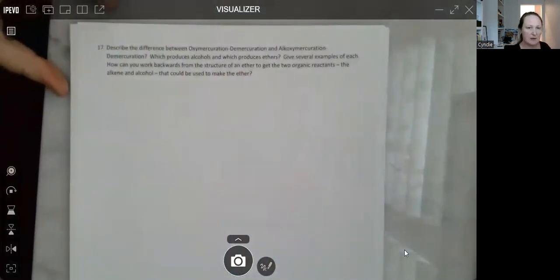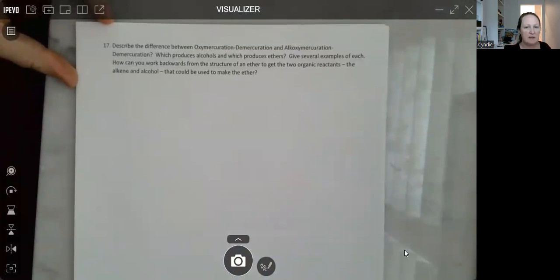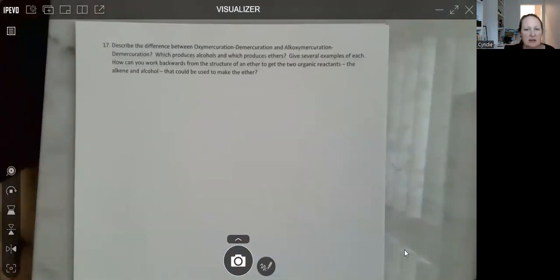All right, next question. Describe the difference between oxymercuration, demercuration, and alkoxymercuration, demercuration. Which produces alcohols and which produces ethers? Give several examples of each. How can you work backwards from the structure of an ether to get the two organic reactants, the alkene and the alcohol, that could be used to make the ether?